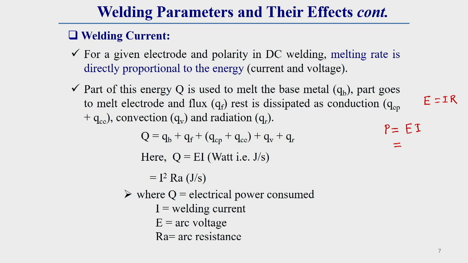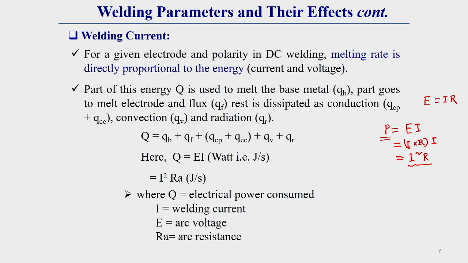So if we put E as I into R, then the power is represented as I square R. Here we observe that this power is directly proportional to the square of the current. So the welding power, or heat energy rate, is directly proportional to the square of the welding current, that we can observe from here.